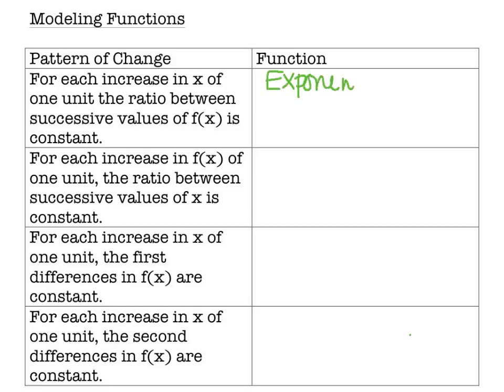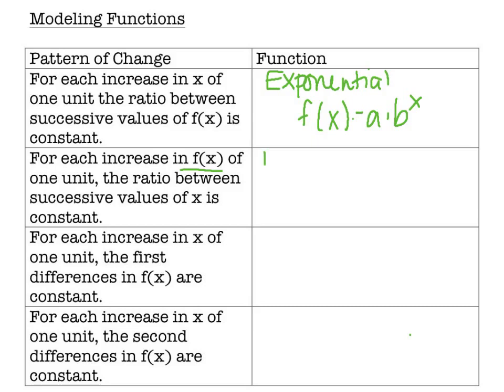And so it will take the form that f of x is equal to a times b to the x power. Now, if you have the opposite or the inverse of that, for each increase in f of x of 1 unit, the ratio between successive values of x is constant. So now this means I would be multiplying my x row by 2 or 4 or 1/4, as long as it's constant. But now I'm talking about the inverse of the exponential function.